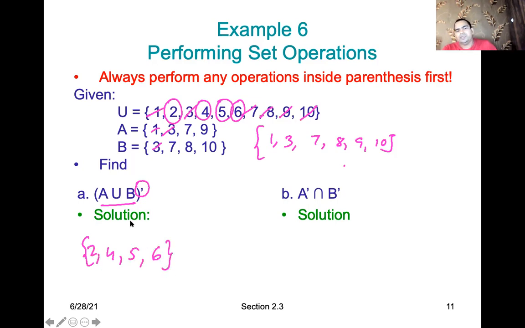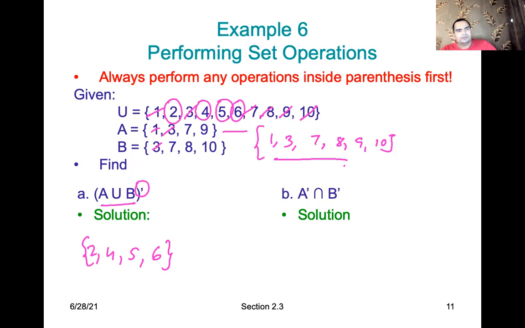So this is going to be A union B complement. So it's like which elements that you have are not in A or B. I mean, outside A or B basically. So those are going to be these elements.